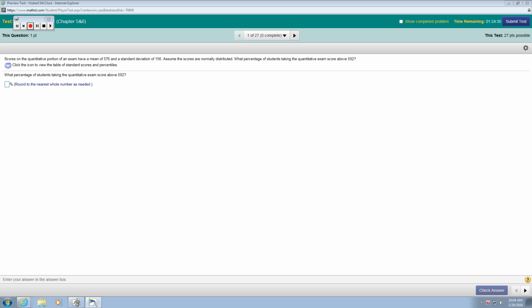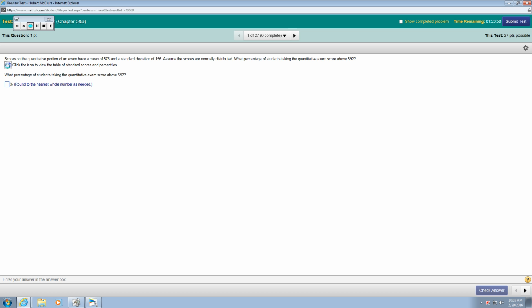Now, in order for you to find this area, you have to have the z-score, okay? And we found the z-score. The z-score is right here at 592. But 592 doesn't help us because 592 is not in our table for z-score. So we have to change 592 into 0.102. So now we go to our table.